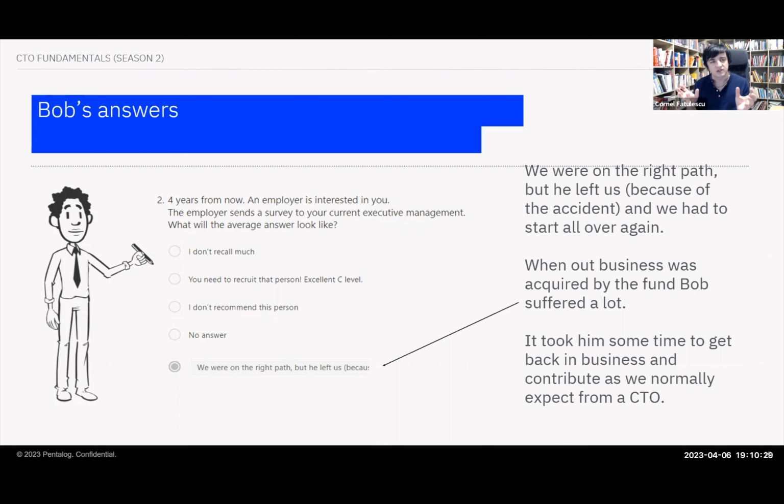Remember the CTO strategy episode. If you don't recall that, find it on the internet. You will find it. It's the fund acquires a company where Bob works as a CTO, and Bob has lots of challenges, personal and with the fund and so forth. The story is there. So it took him some time to get back in business and contribute as we normally expect from a CTO.